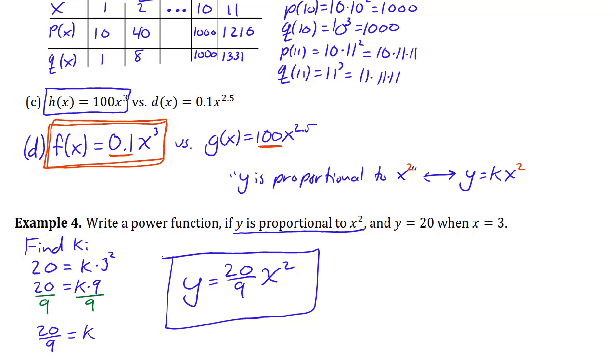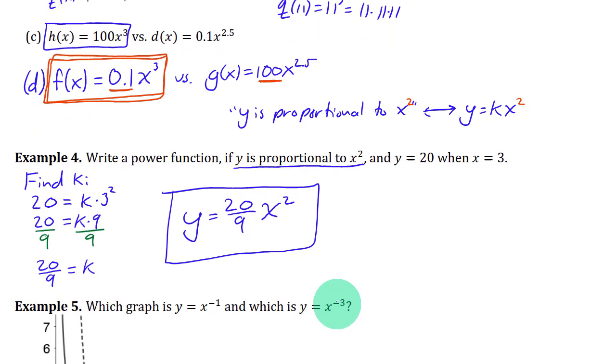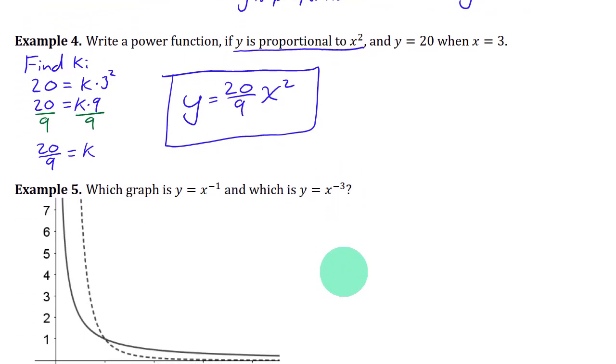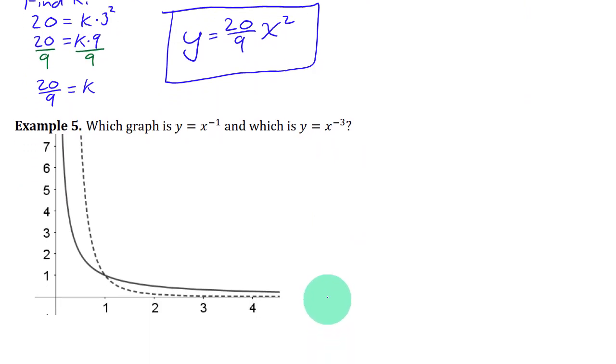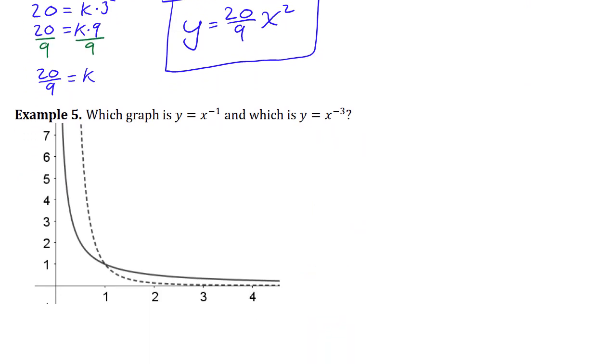Alright, so again, y is proportional to x squared here because it's written as y equals a number times x squared. Okay, let's look at example 5 here. We've got two graphs. We want to know which one is y equals x to the negative 1 and which one is y equals x to the negative 3.